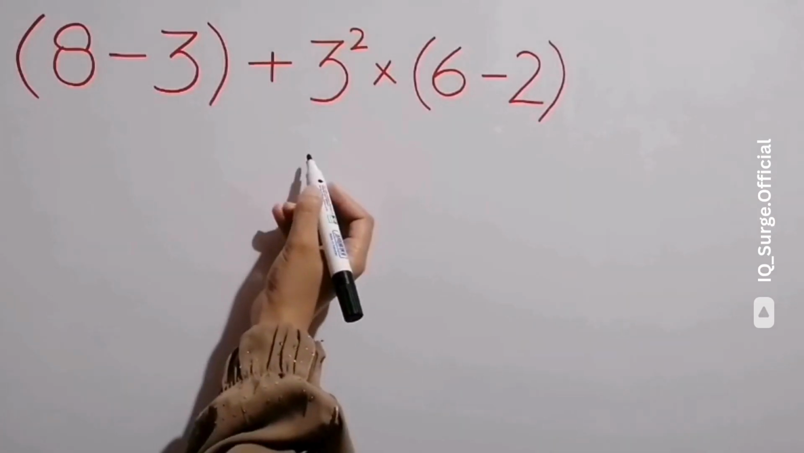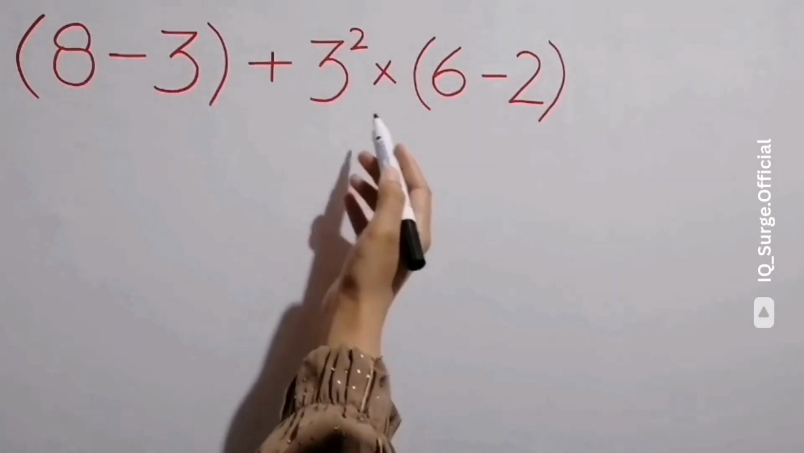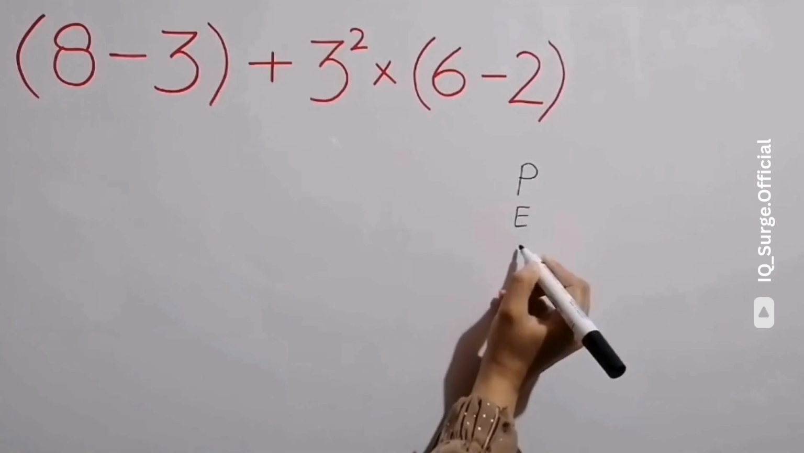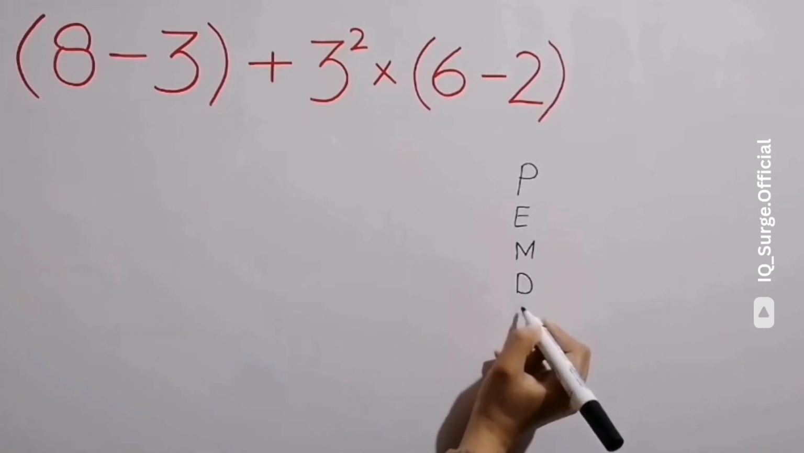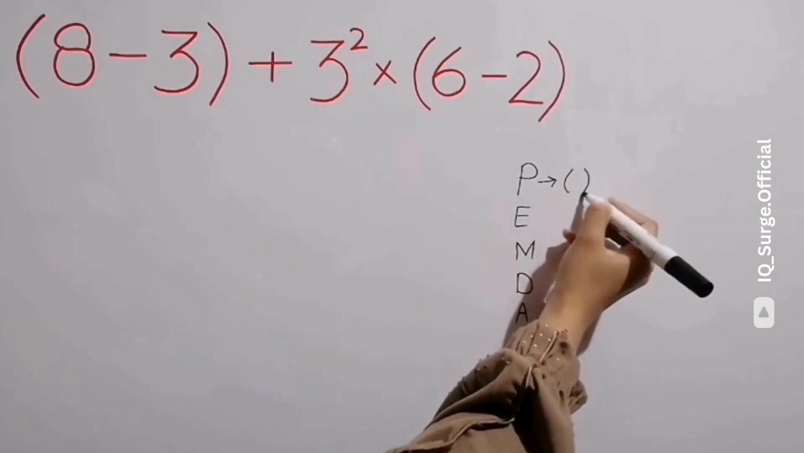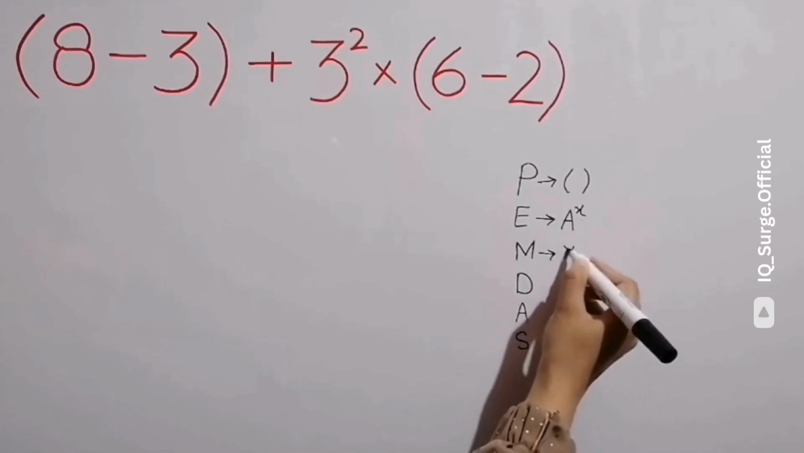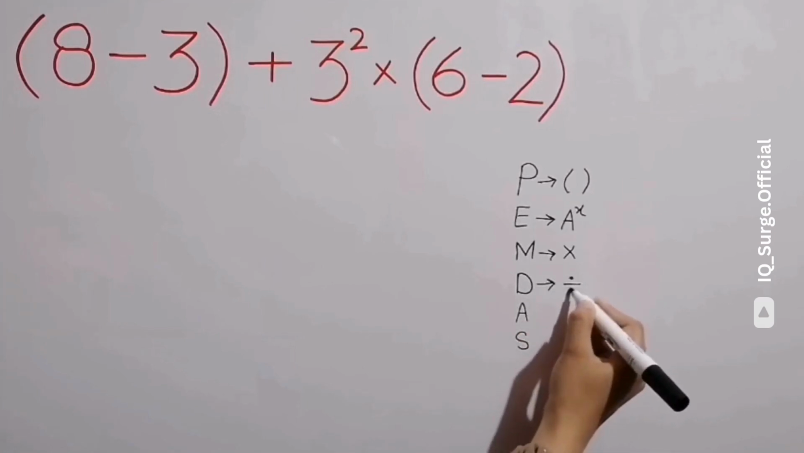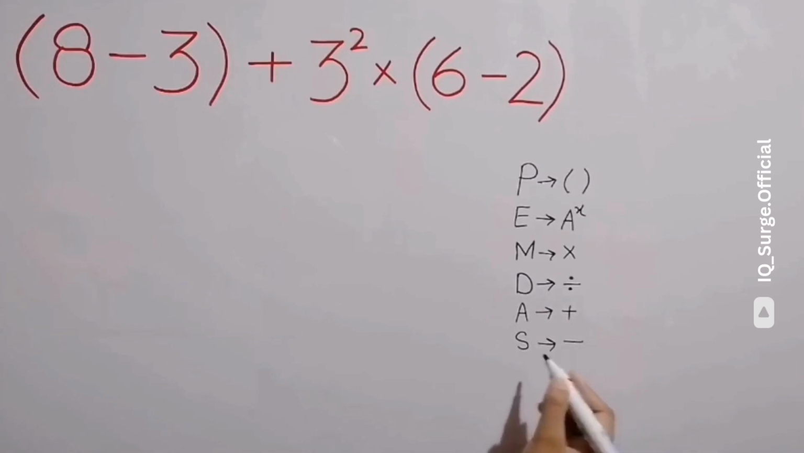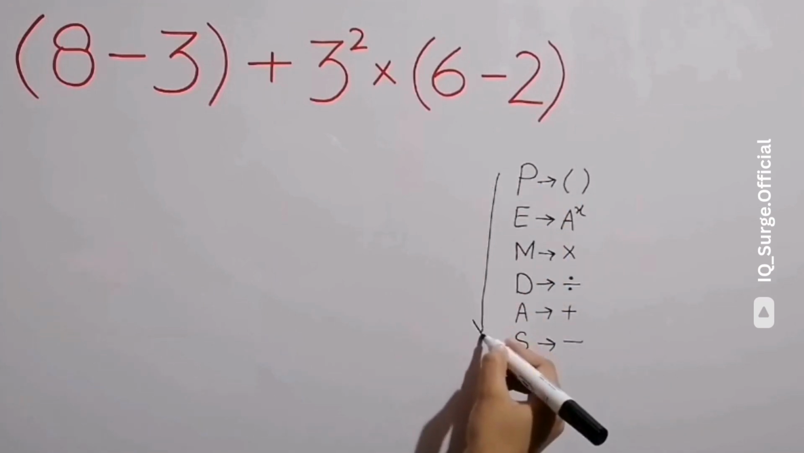Alright. Now let's go through this question step by step and solve it together. To solve this problem, we must follow the PEMDAS rule. PEMDAS shows the priority of mathematical operations. In this rule, P stands for parentheses, E stands for exponent, M stands for multiplication, D stands for division, A stands for addition, and S stands for subtraction. We must perform all the operations strictly from top to bottom according to the PEMDAS rule.